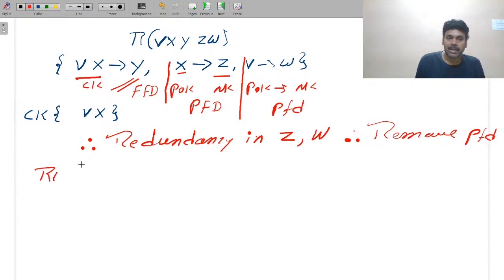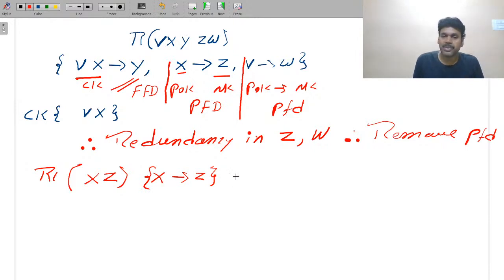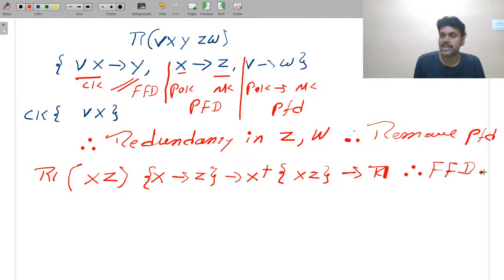Create a separate table R1. What is that? First PFD. So your dependency is X to Z. So I have got only two particular attributes. So here X closure will give you XZ, which implies your R1. Therefore, it is a fully functional dependency. That's it. So as dependent Z has come, remove it from your R.